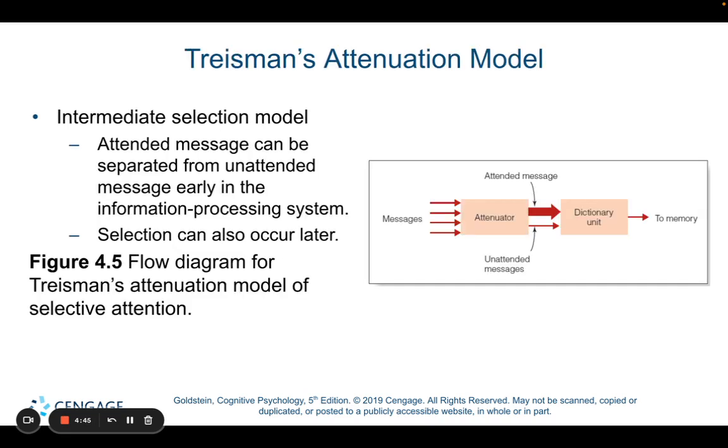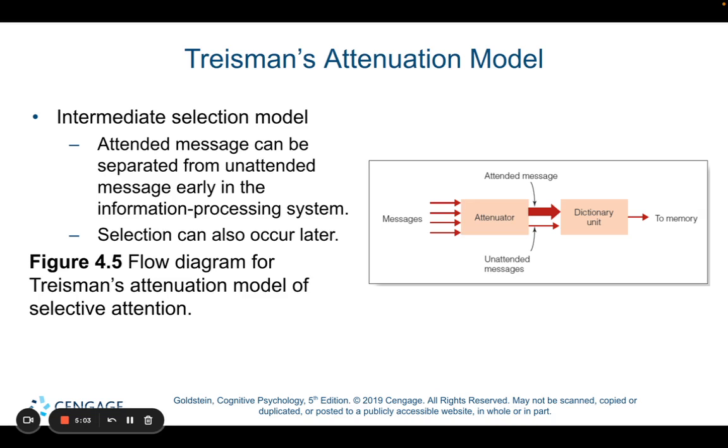In Treisman's attenuation model, he looked at intermediate selective attention, which he said that when we have a message, it can be separated from an unintended message early on in the information processing system.